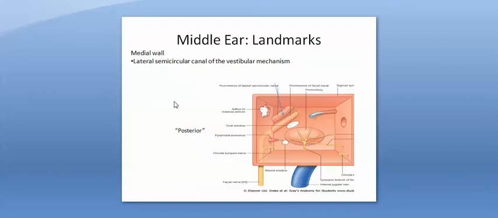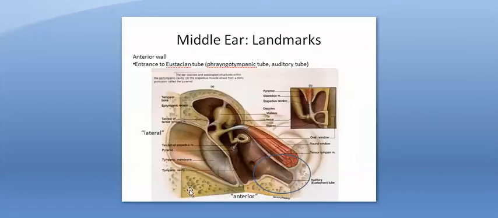All right, so to continue talking about the medial wall, I had to bring up another picture. This is a canal for the lateral semicircular canals, which we'll learn about in just a little bit, but it's a part of the inner ear. So this is posterior, anterior, okay? This is medial. All right, so the anterior wall is the entrance for the eustachian tube.